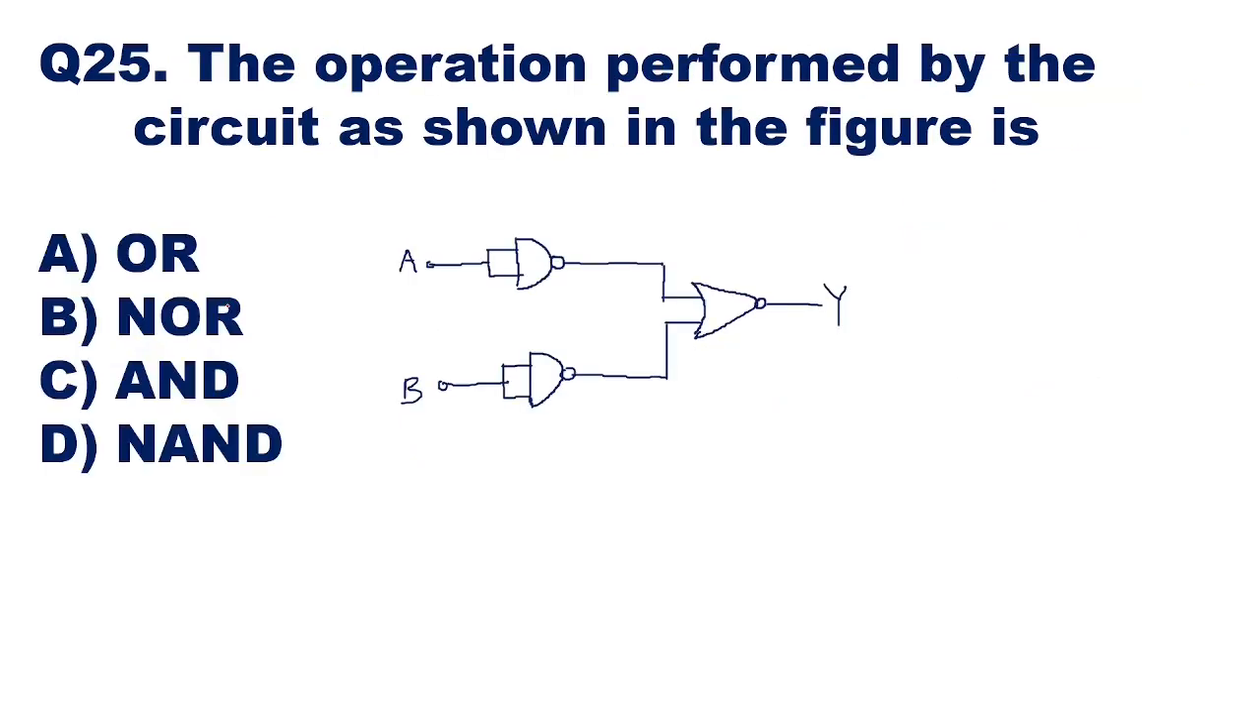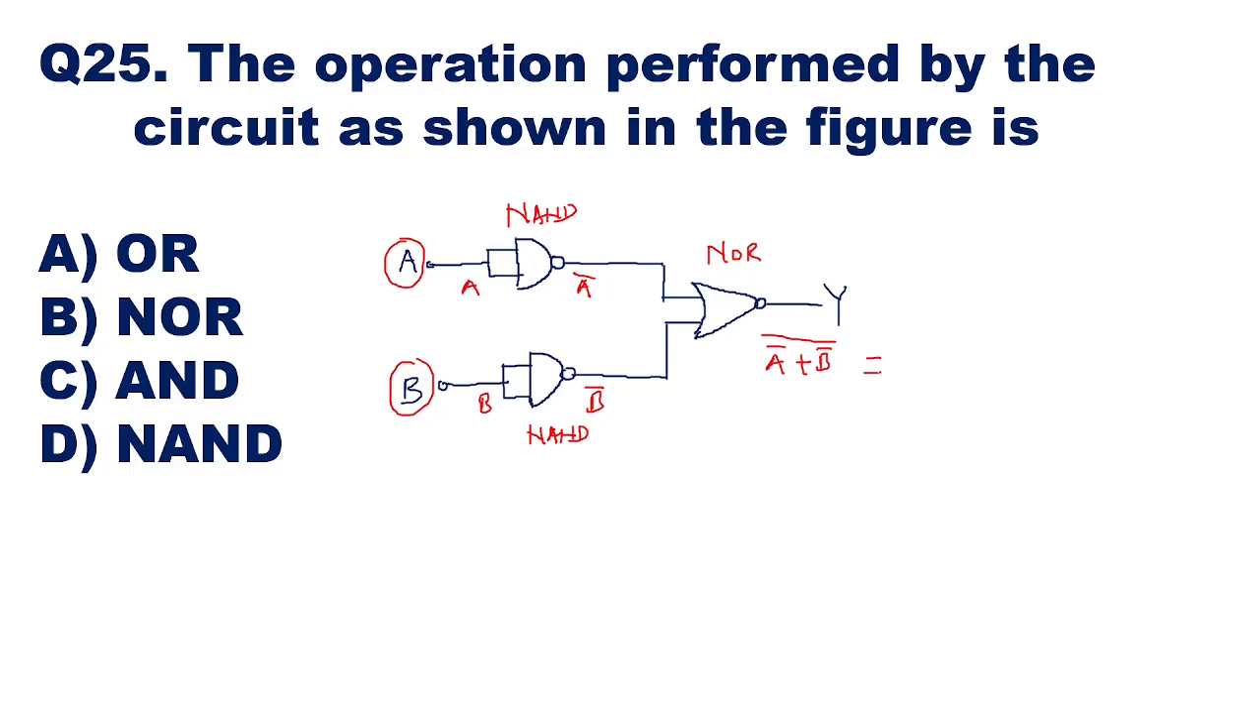Question number 25. The operation performed by the circuit as shown in the figure. If you see this figure, there are two inputs shown. This is input A and this is input B. The input is given to a NAND gate whose inputs are shorted. So this is a NAND gate, and here also we have a NAND gate. If A is given as input, the output of the NAND gate, which is acting as a NOT gate, will be A bar, and here B is the input and the output will be B bar. And then we have a NOR gate here. So the output will be (A bar plus B bar) whole bar.